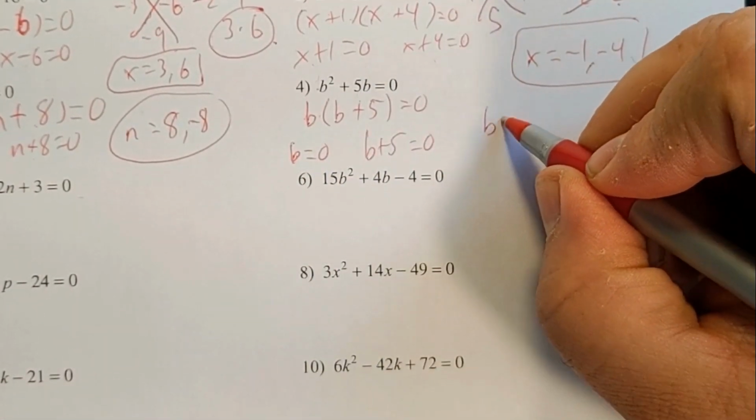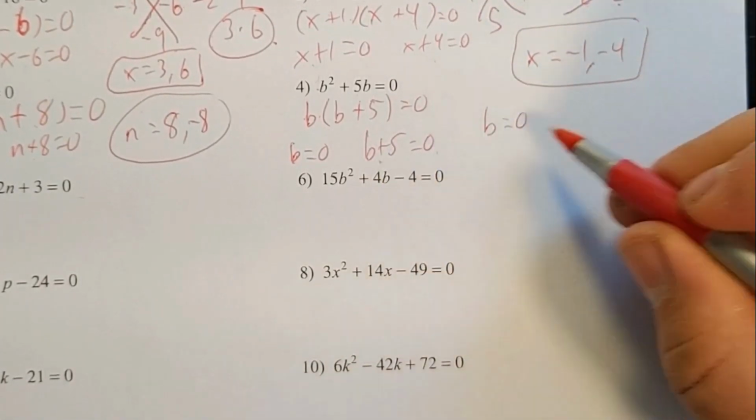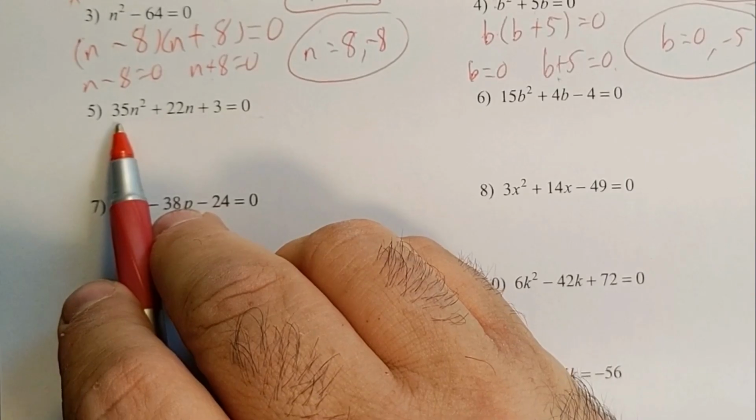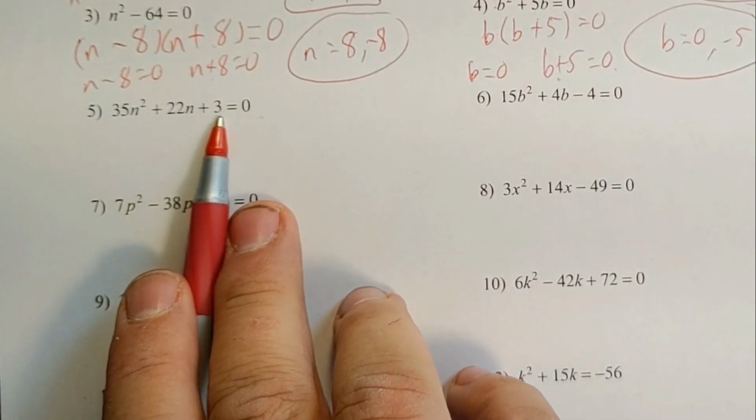b equals 0, that's already solved. There's nothing to do there. b plus 5, you're going to subtract 5 to move it across, and your second answer is going to be a negative 5. For number 5, 35, 22, and 3 are your a, your b, and your c values.